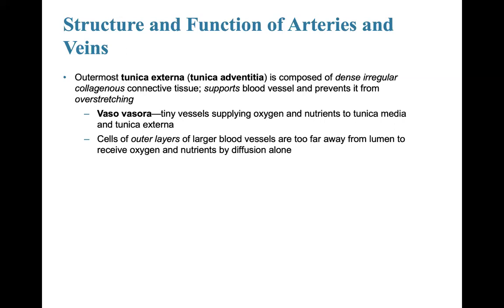Cells of the outer layers of the large blood vessels are too far away from the lumen to receive oxygen and nutrients by diffusion alone. And the vasa vasorum will help to supply that, for example, that smooth muscle, which is going to require blood supply for its activity.